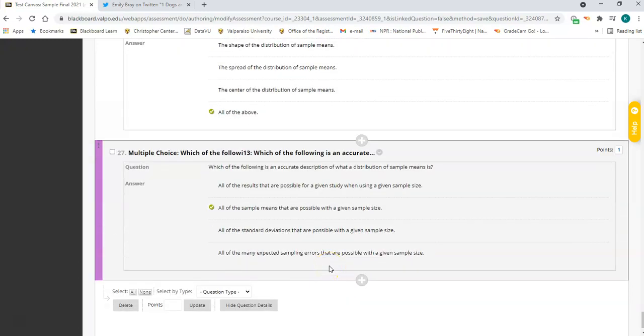And our final question, which of the following is the accurate description of the distribution of sample means? Well, it is all of the sample means that are possible with the sample size you're using.